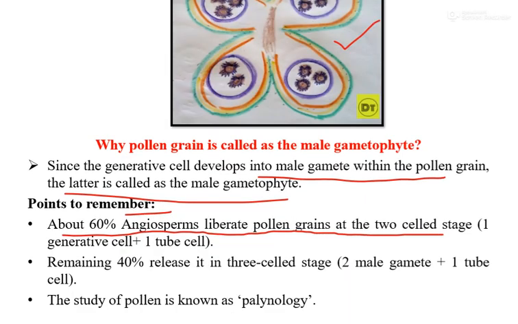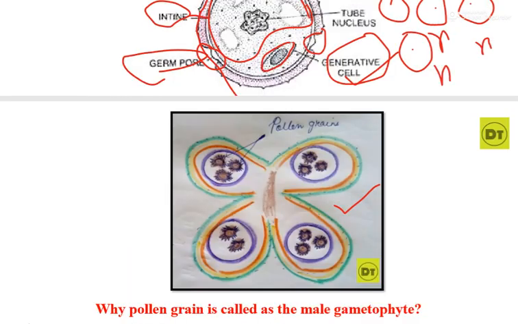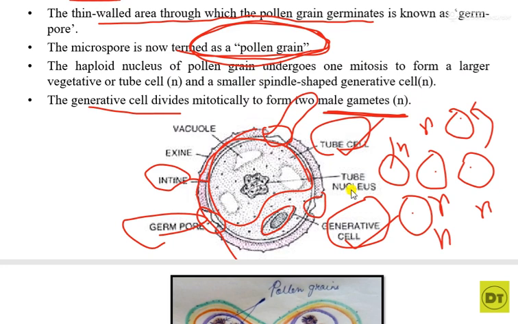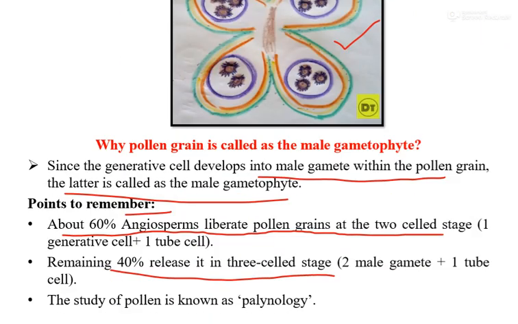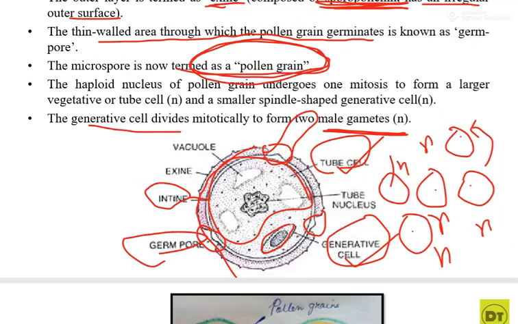The remaining 40% will release it in a 3-cell stage, that is 2 male gametes plus 1 tube cell. Before reaching the stigma, the generative cell will divide and form 2 male gametes. So 2 male gametes and 1 tube cell make 3 cells, and in this 3 cell condition they will form the pollen tube, or they liberate the pollen grains. The study of pollen is known as palynology. So these are some things you have to know, besides the main concept.